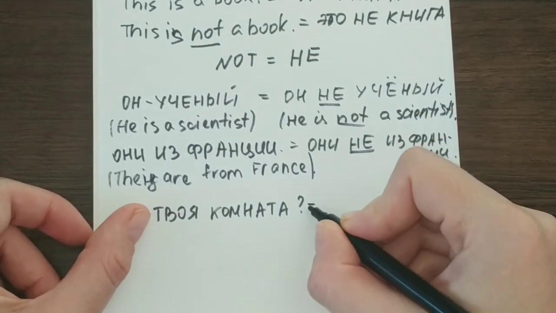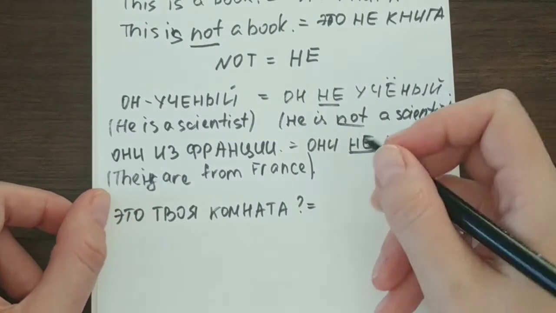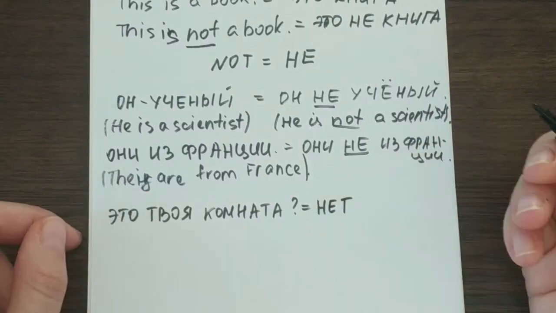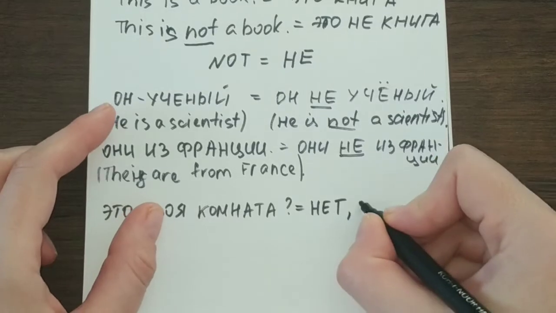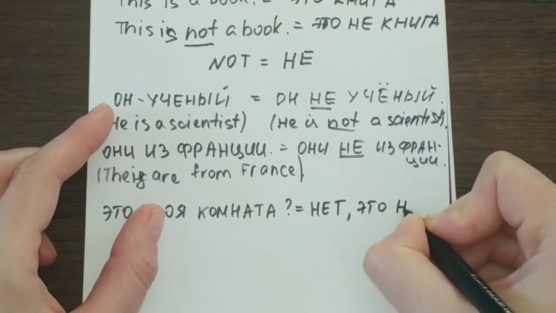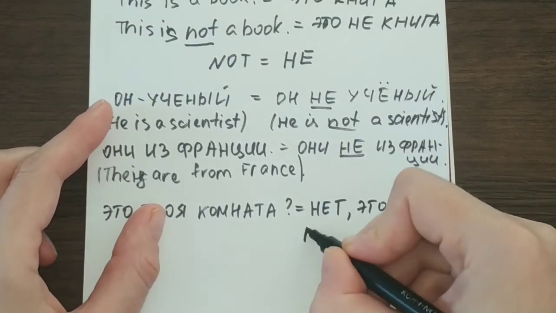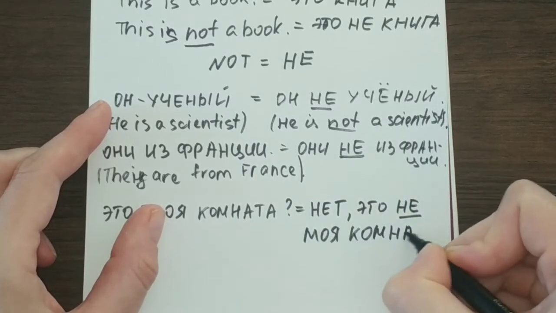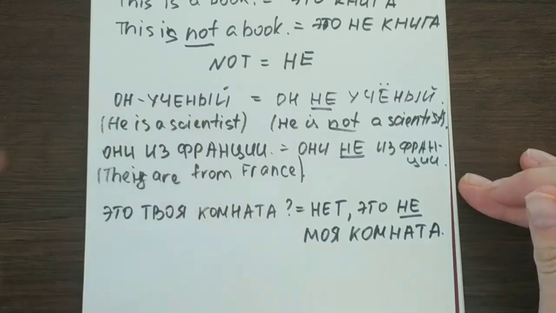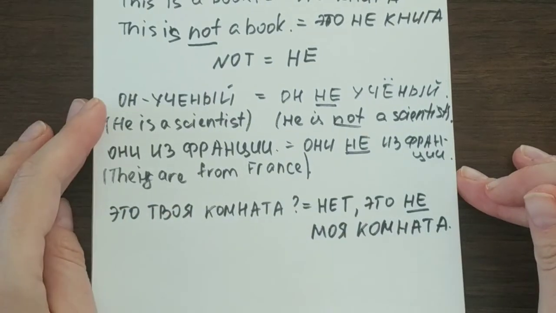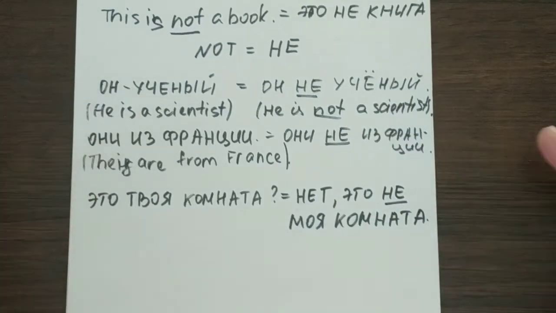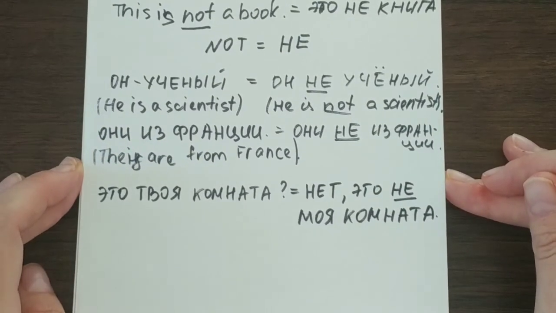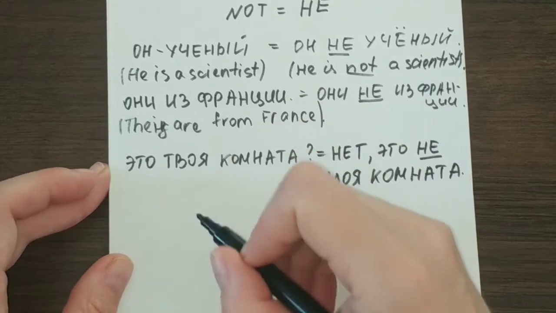You will say no, like in English, нет. And you want to say that it is not your room, and you will continue with «Это не моя комната». Это не моя комната. So I think that's clear. Now let's take another example.